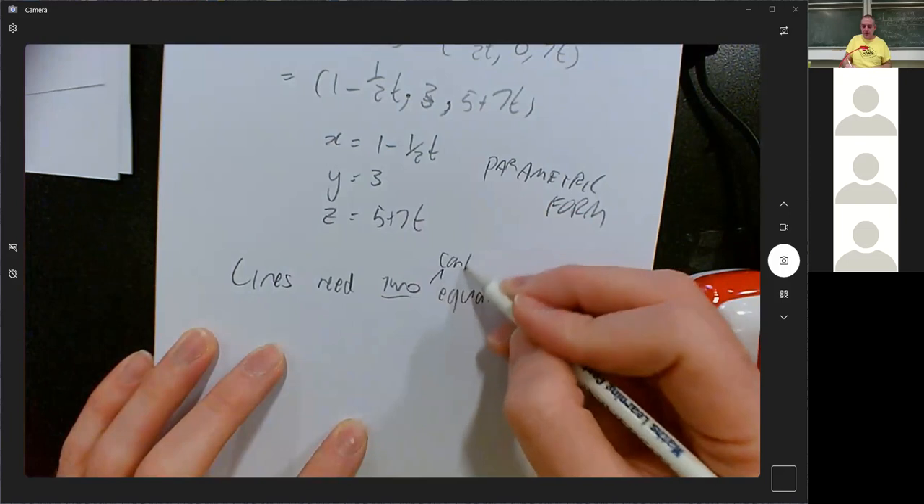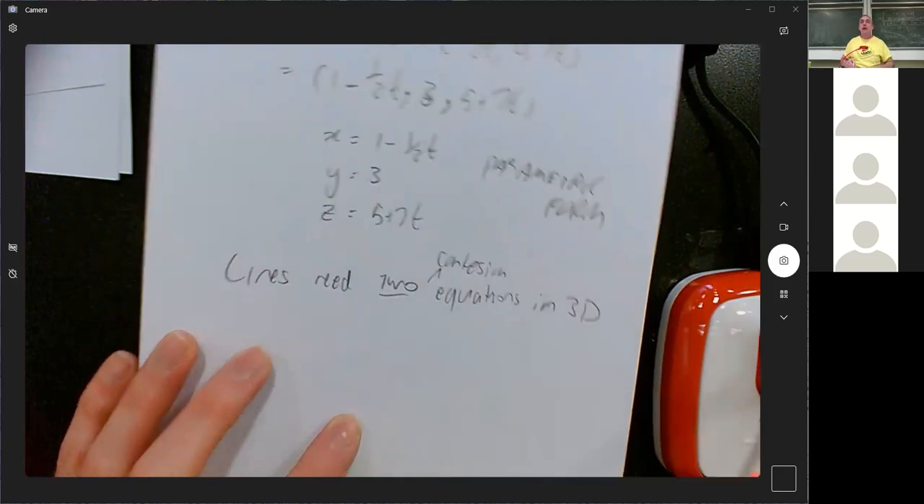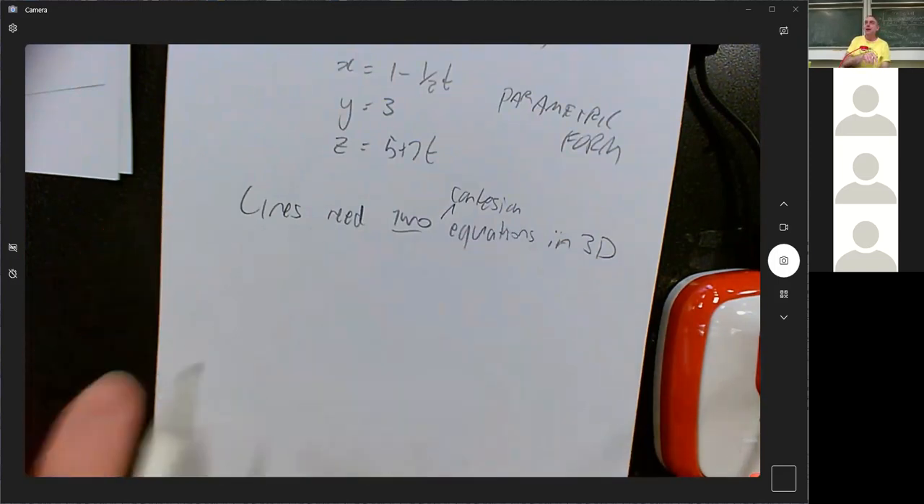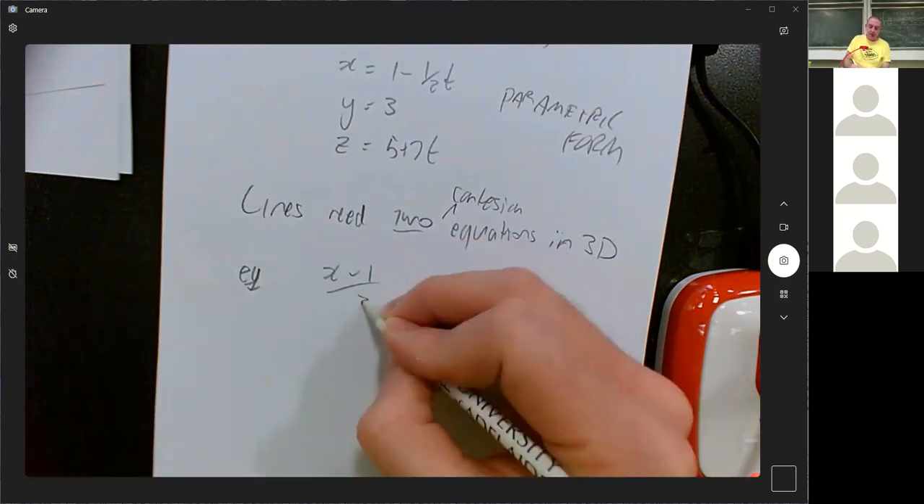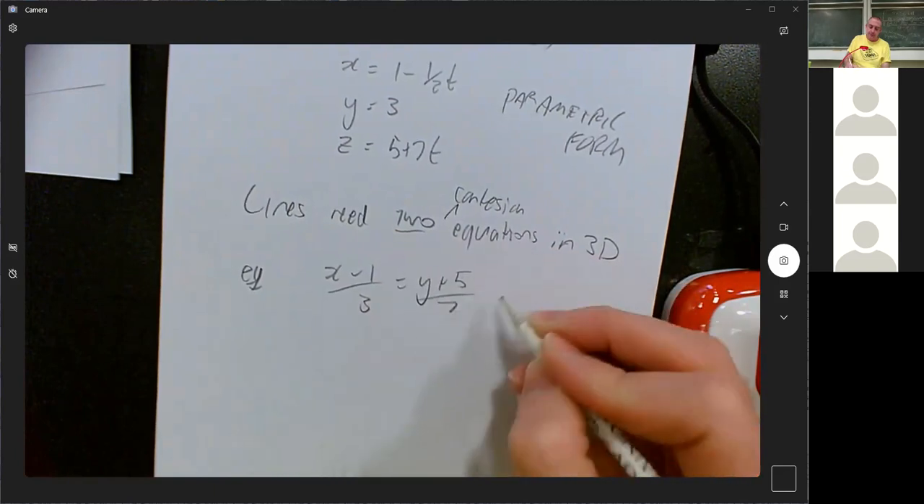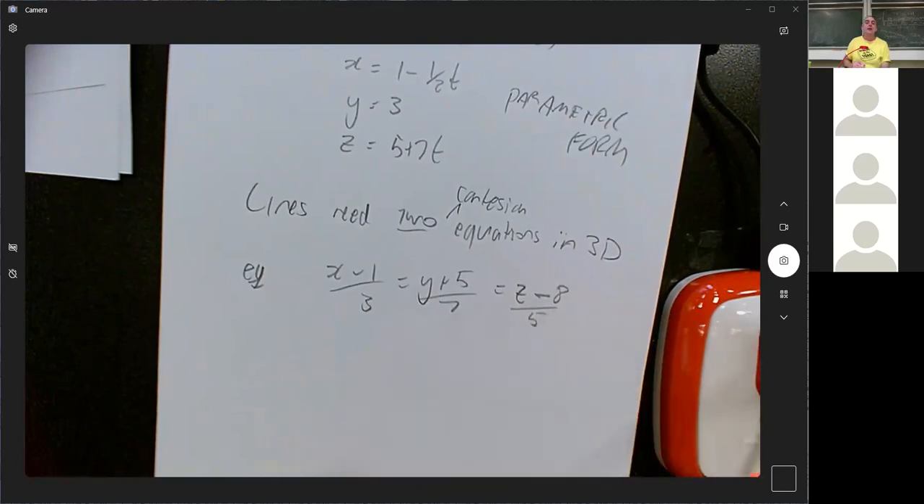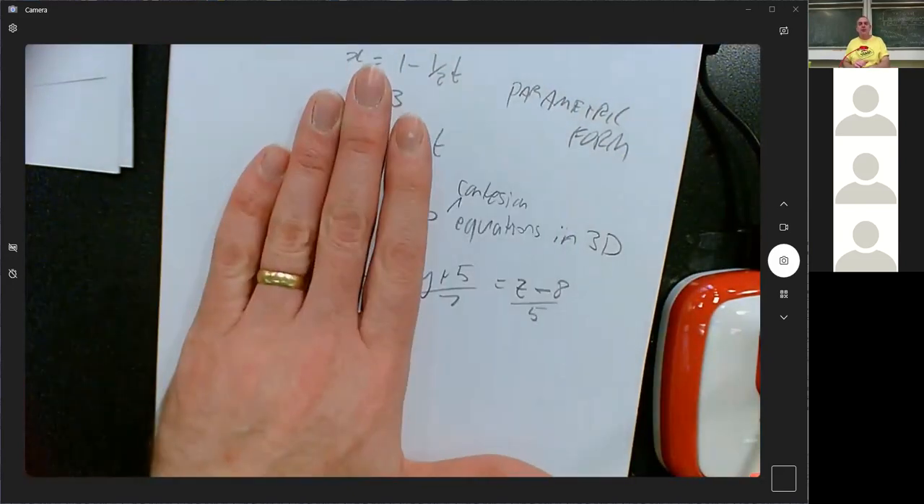Two Cartesian equations in 3D. In 2D, you only need one equation to make a line, but in 3D, you need two. And it is tradition to write them like this. I do not like it. I'll do it for this line, but tradition is to write them like this. Something like that. So this is technically two equations. This equation and this equation.